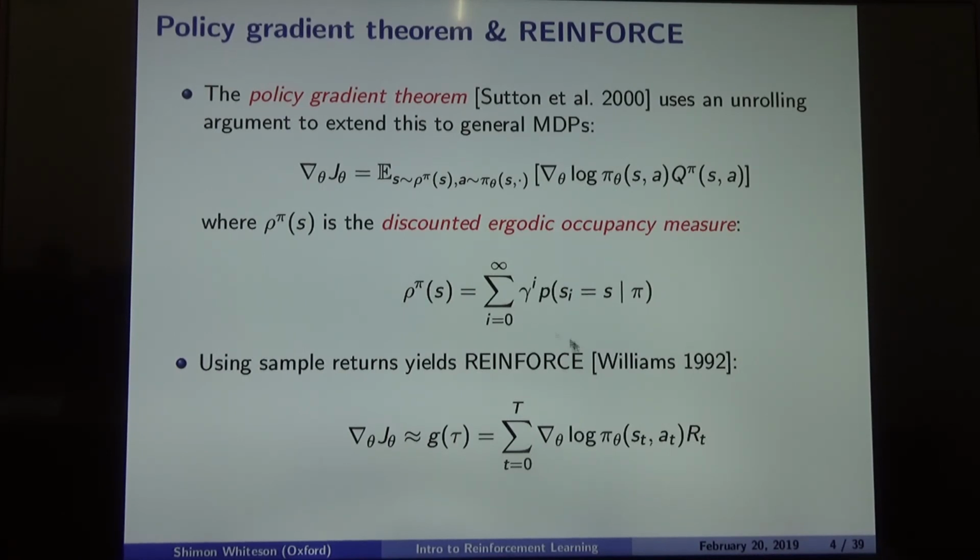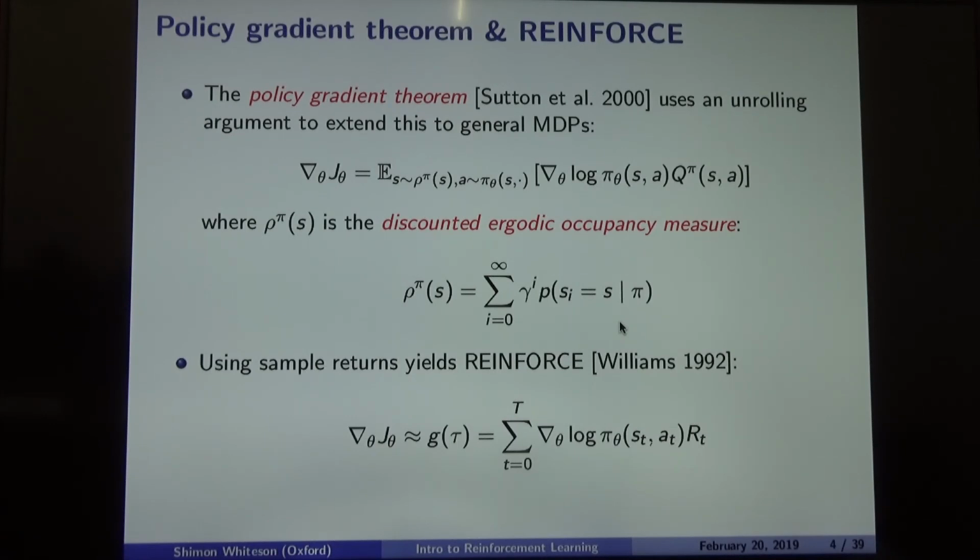If we ignore the gamma term for a moment, we can think of this as just like the on-policy distribution, which we already saw in function approximation for weighting the mean squared error. So given that I'm using this policy, and if I don't know anything else about how long I've been in the episode, what's the probability of being in a certain state? Okay? So that's the ergodic occupancy measure.